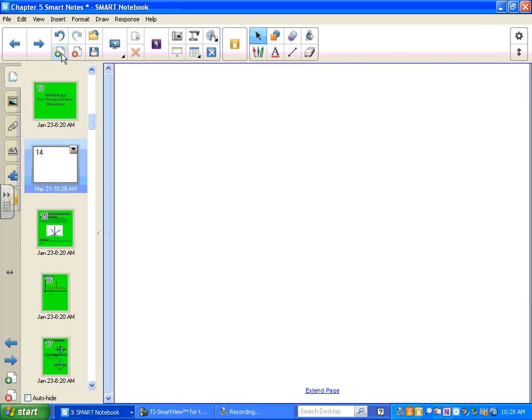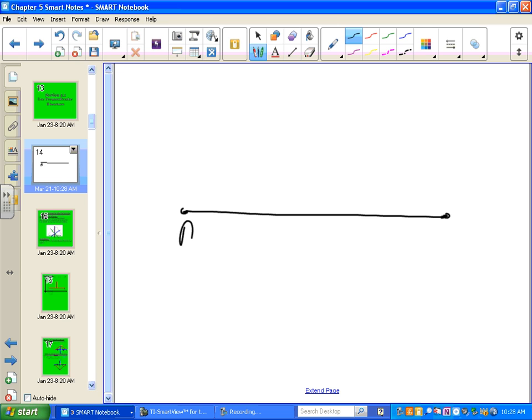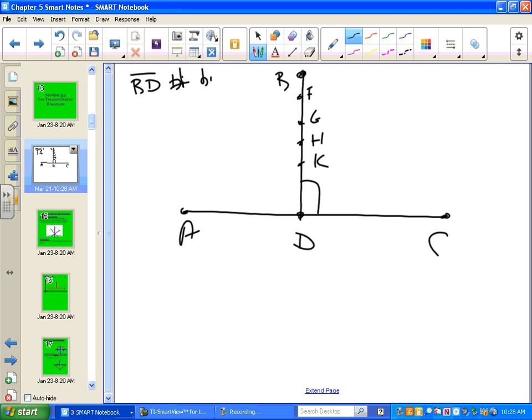bisects. So, if I have segment AC, and we have BD, and FG, HK, and you know that BD is a perpendicular bisector to AC, then what do we know about all those points on there? We know that BD perpendicularly bisects AC. So what do we know about all the points that I labeled up there? Lauren?